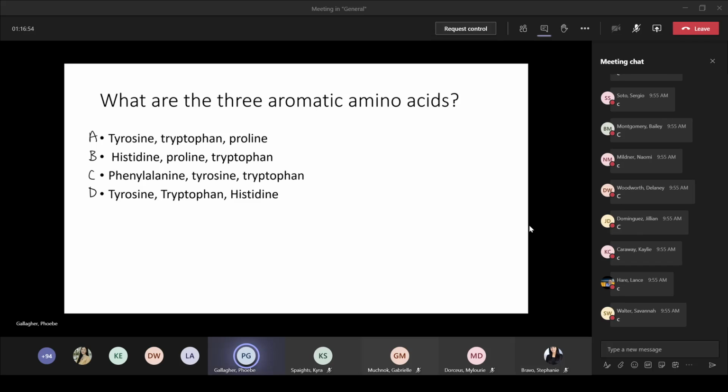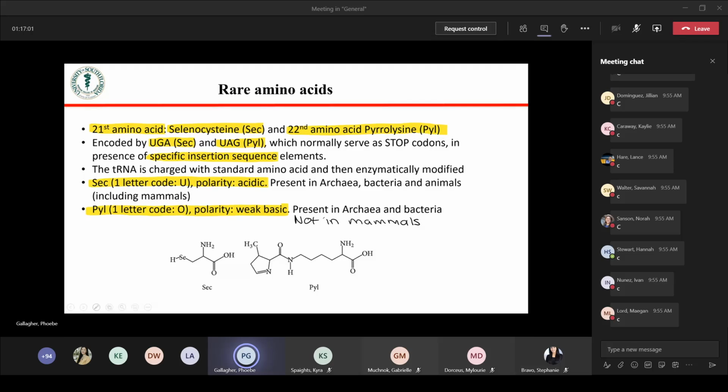Great. Most people are saying C, which is the correct answer. Great job. Okay, so for the rare amino acids, don't worry about the structures.